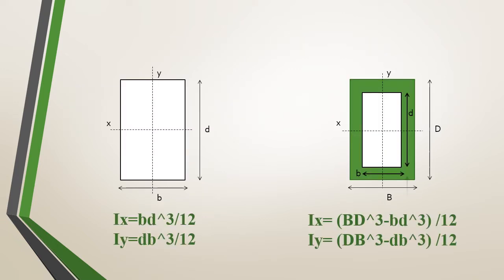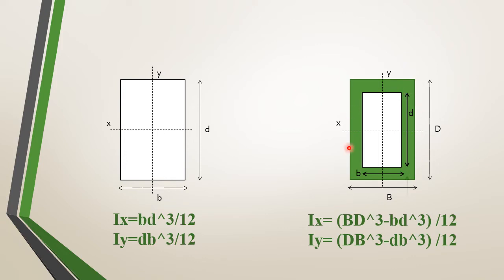Here we see the moment of inertia of some standard figures about the centroidal axis. First, this is a rectangle with dimensions b and d, and the moment of inertia about this x-axis is bd cube by 12, and the moment of inertia about the y-axis for this rectangle is db cube by 12.